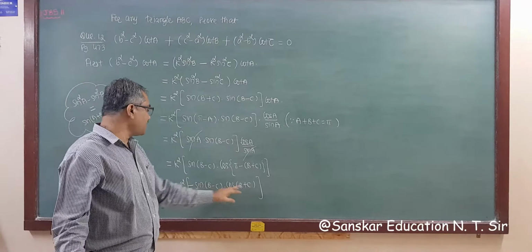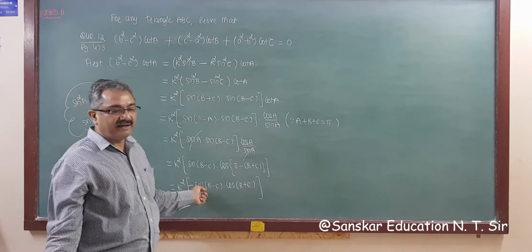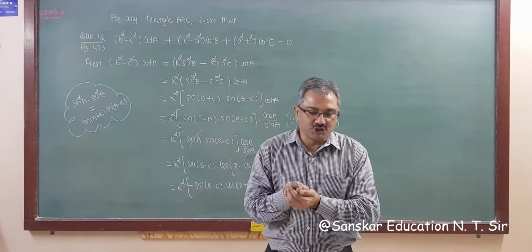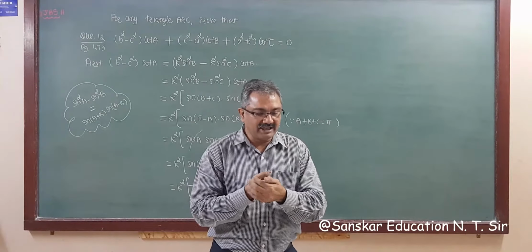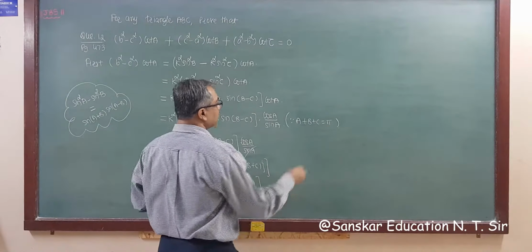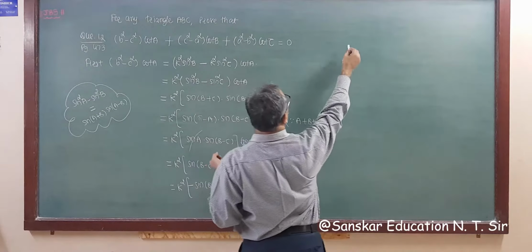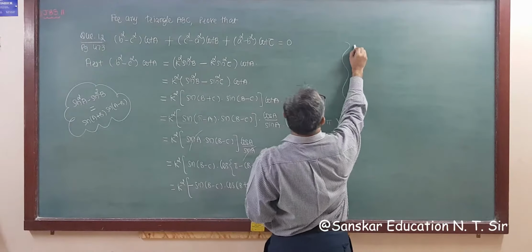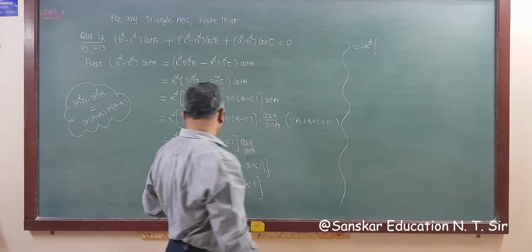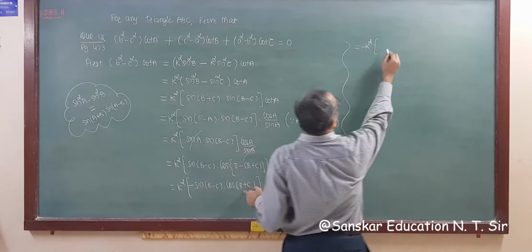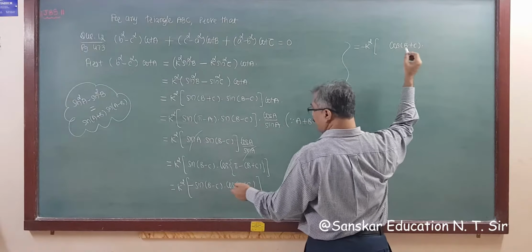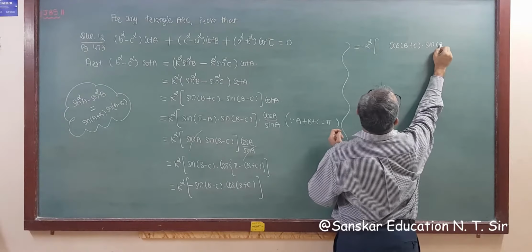Right? Now this is cos A sine B. So what we require? We require 2. So dividing and multiplying by 2. What we get here? This is minus k square, and this is cos (B plus C), cos (B plus C) into sine (B minus C).